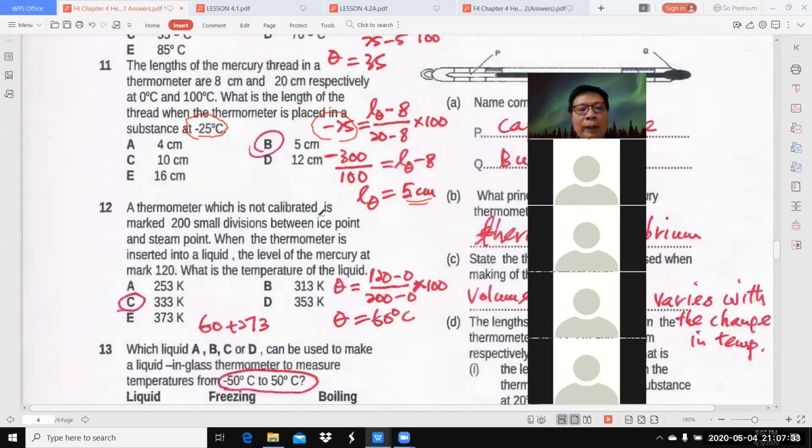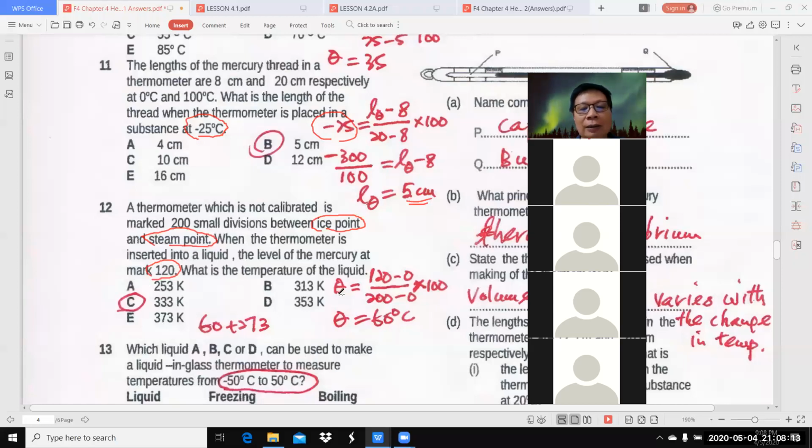A thermometer which is not calibrated has 200 small divisions already marked between the ice point and the steam point. We know that between the 0 degree ice point and the 100 degree steam point there are already 200 marks. Now when the thermometer is inserted into a liquid, the level of mercury is at the 120 mark. So you can assume this is L theta.